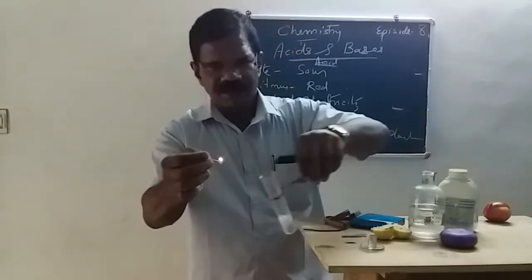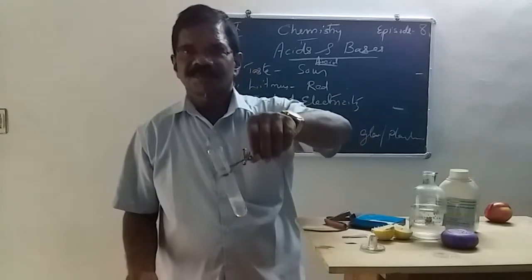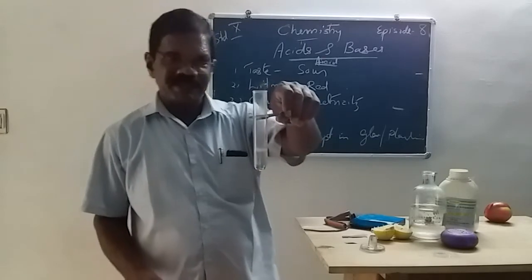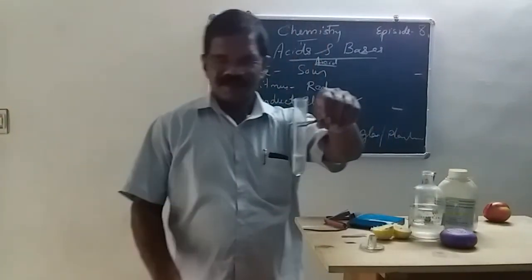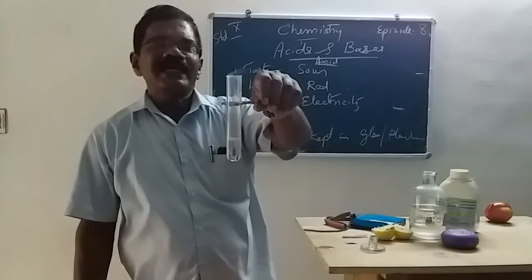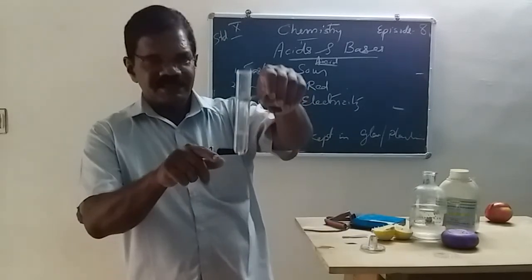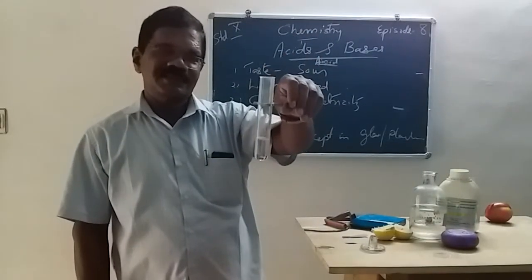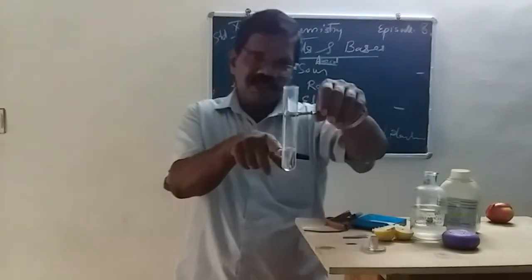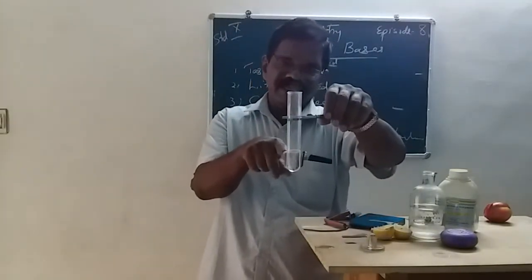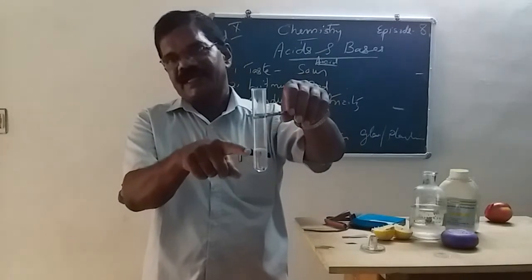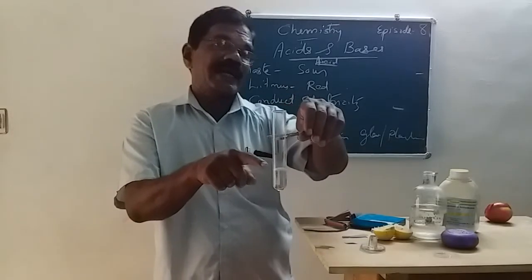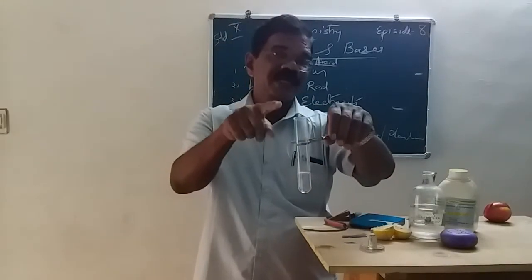Please look here. The hydrogen burns with a pop sound. This is how we can identify hydrogen gas. All the acids react with the metals. The metal is reacted completely. What is the solution left here? What are the reactants taken? Sulfuric acid and magnesium. What are the products formed? Magnesium sulfate and hydrogen. Hydrogen gas is evolved and we can test it.